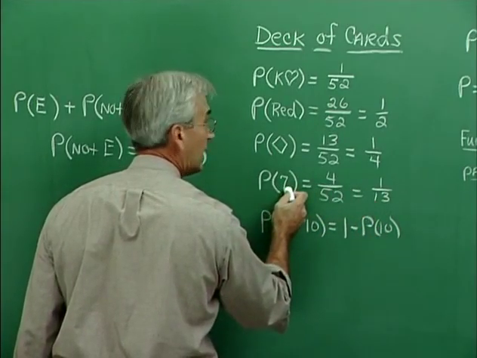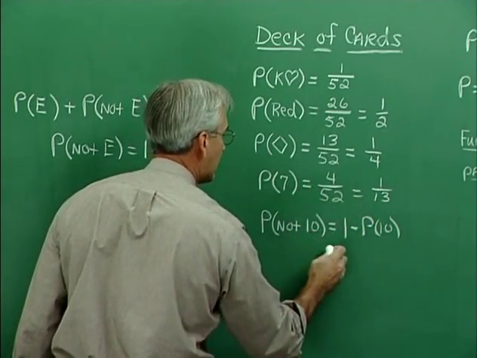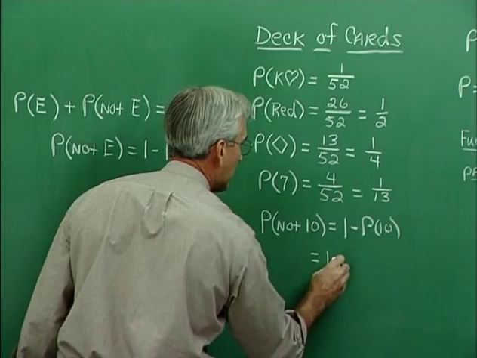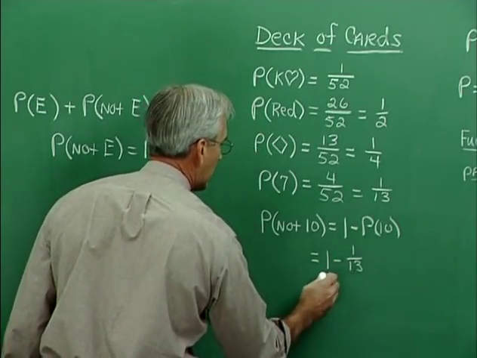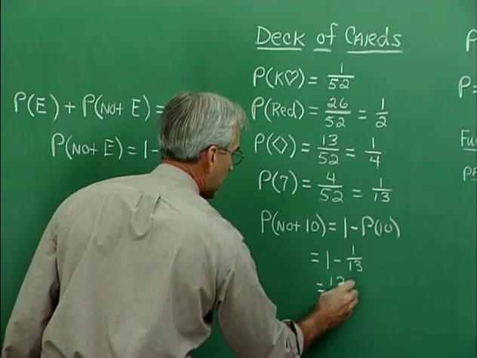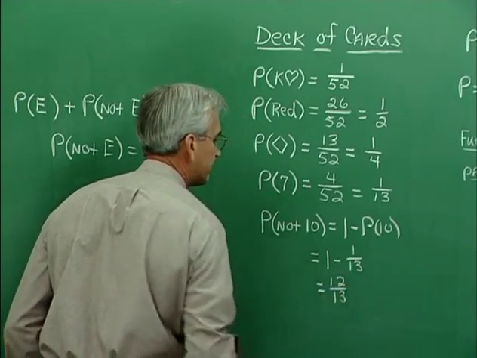So this is equal to 1 minus the probability of 10, and we know the probability of 10 is the same as the probability of 7 here. We think through it in the same way. So this is 1 minus 1/13. 13/13 minus 1/13 is 12/13 for that probability.